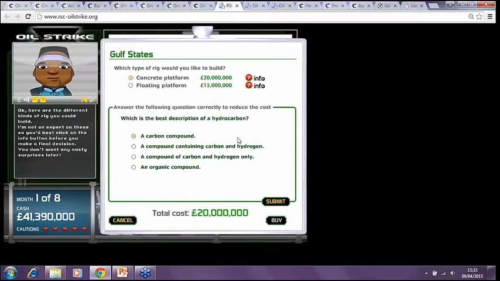Okay, so let's just go for a concrete platform. Let's see if we can get a discount here. What is the best description of a hydrocarbon? Is it a carbon compound, a compound containing carbon and hydrogen, a compound of carbon and hydrogen only, or an organic compound? Okay, so we've got some answers coming up there. Containing hydrogen and carbon only. Your chemistry teachers would be very proud. Oh, sorry, I clicked the wrong one though. Okay, so we didn't get a discount there.